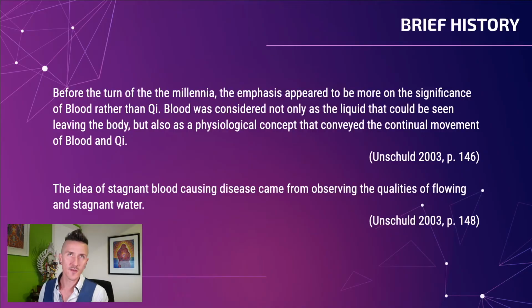So before the turn of the millennia, the emphasis appeared to be more on the significance of blood rather than qi. Blood was considered not only as the liquid that could be seen leaving the body, but also as a physiological concept that conveyed the continual movement of blood and qi.